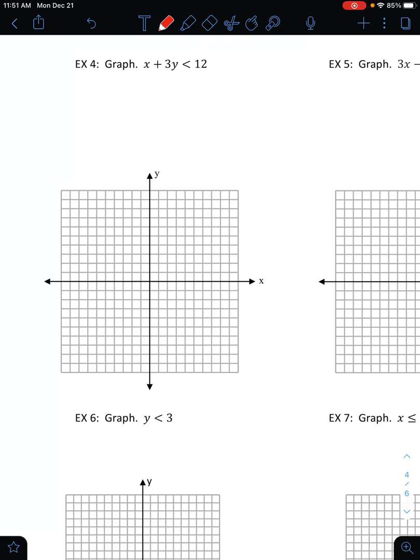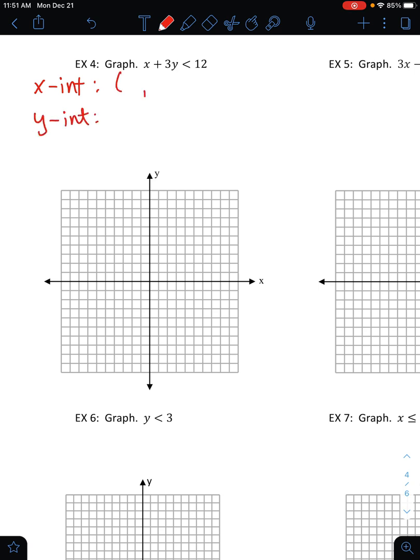Okay, let's proceed and finish these last 4 examples on graphing inequalities. So, another way we could graph this line, since it's in standard form, is using x and y intercepts. Let me refresh your memory on that method.